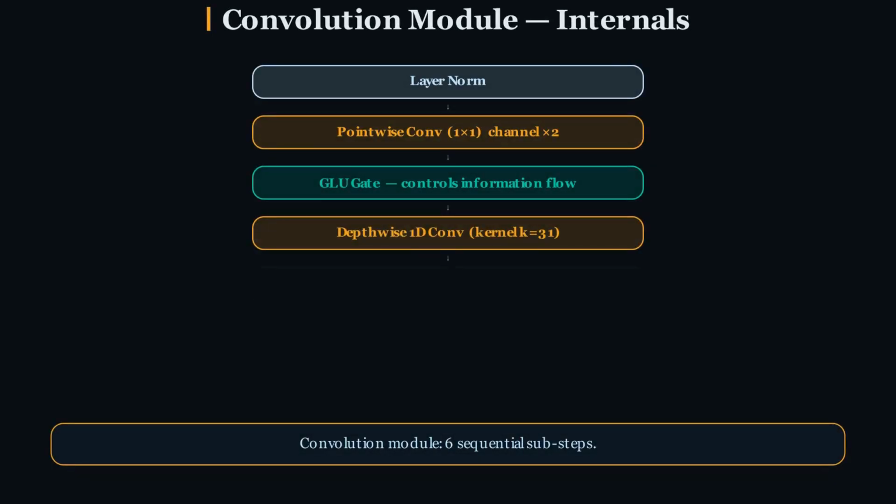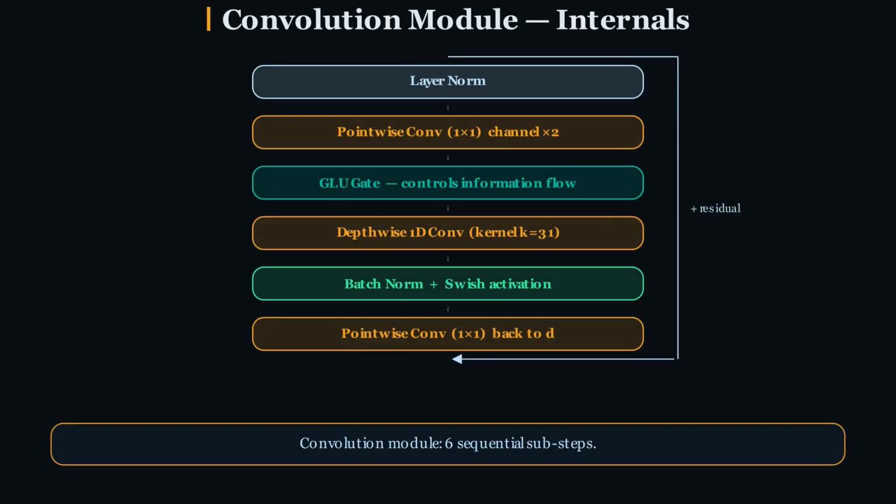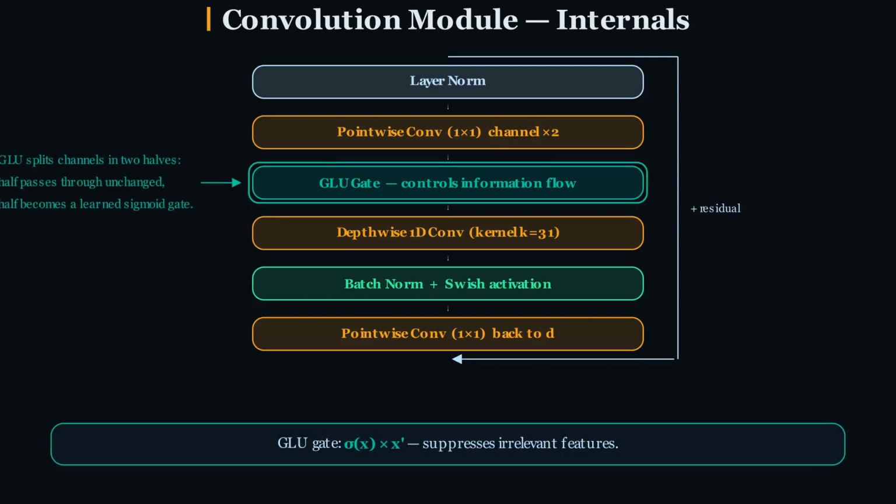The convolution module is a precise sequence of 6 operations. Let us build it one step at a time. Step 2 is the gated linear unit, or GLU. It splits the expanded channel tensor into 2 equal halves. One half passes through unchanged. The other half is passed through a sigmoid to act as a gate. The gate suppresses irrelevant or noisy features dynamically.